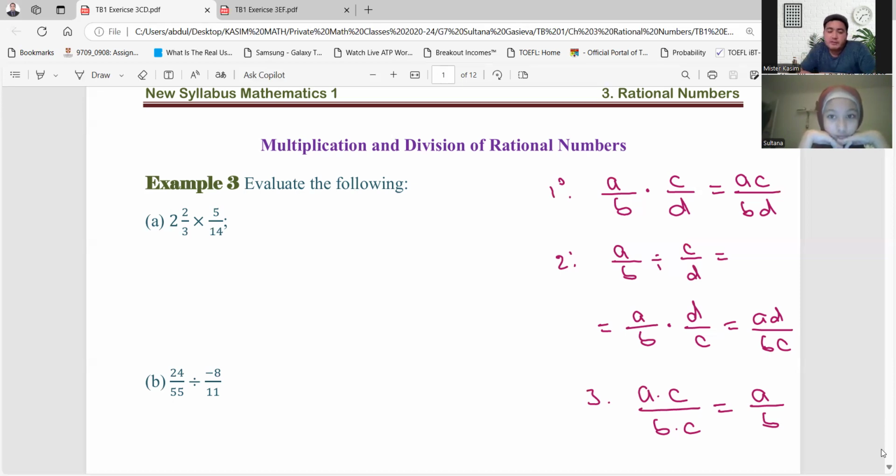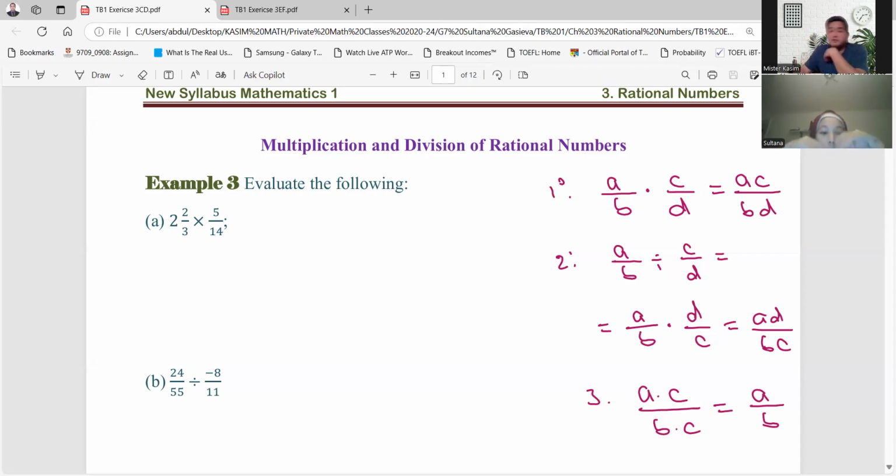Sultana, today we will practice how to multiply rational numbers. As you see, the rule is very simple. To multiply one rational number by another, first make sure that they are in fraction form. Multiply the top by the top, that means numerator by numerator, denominator by denominator.